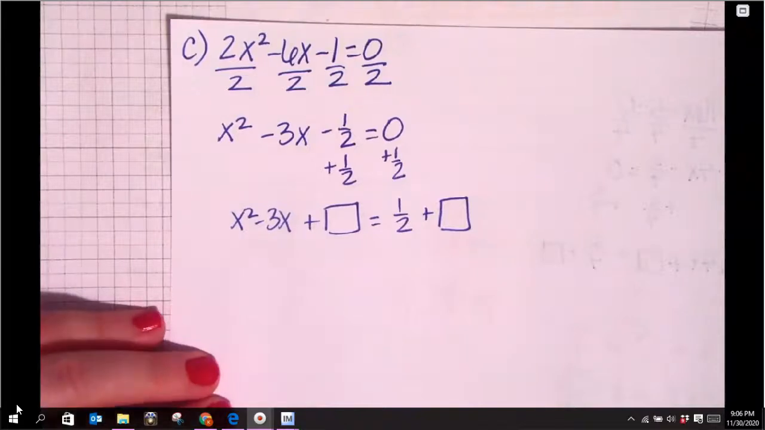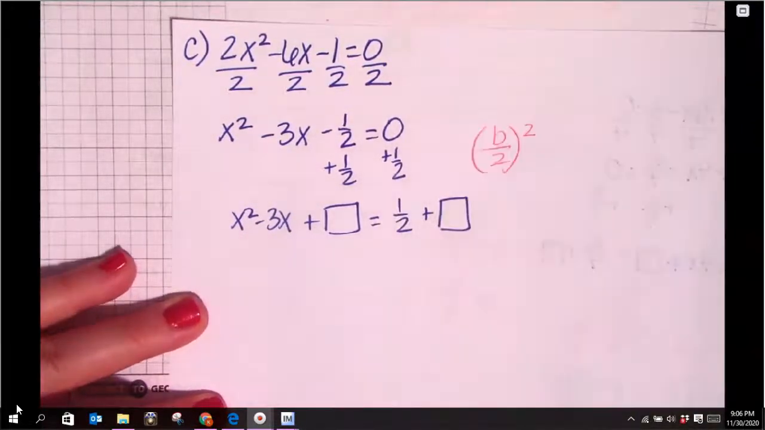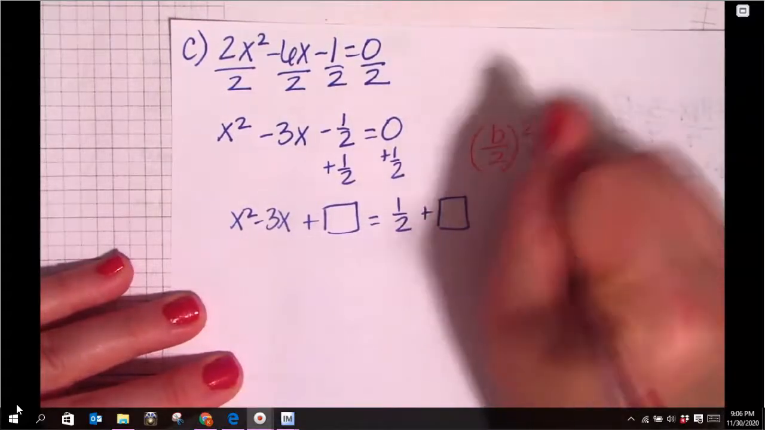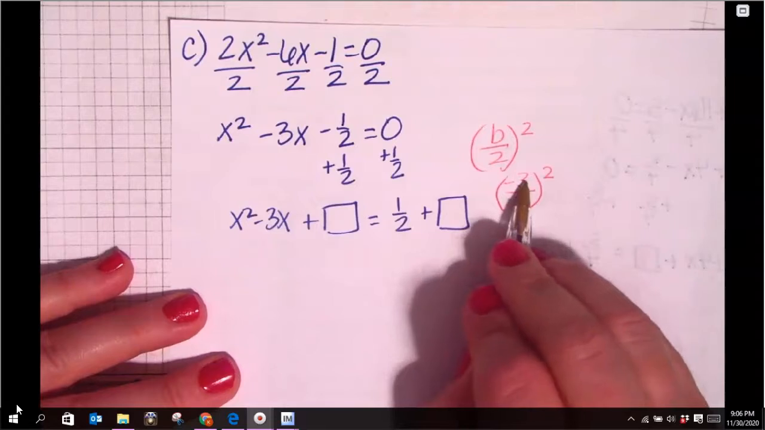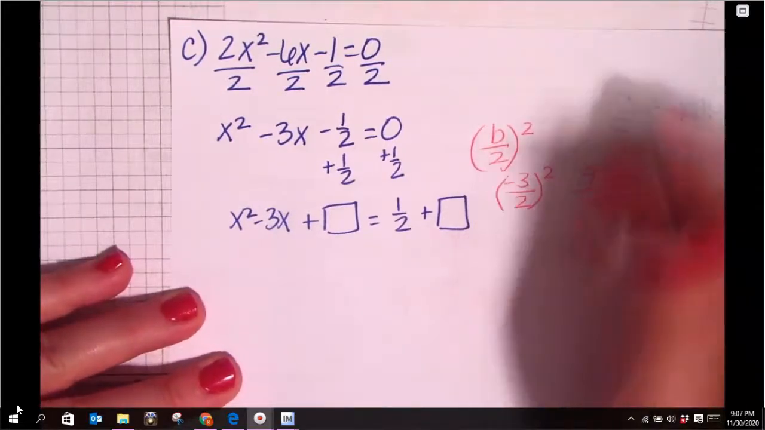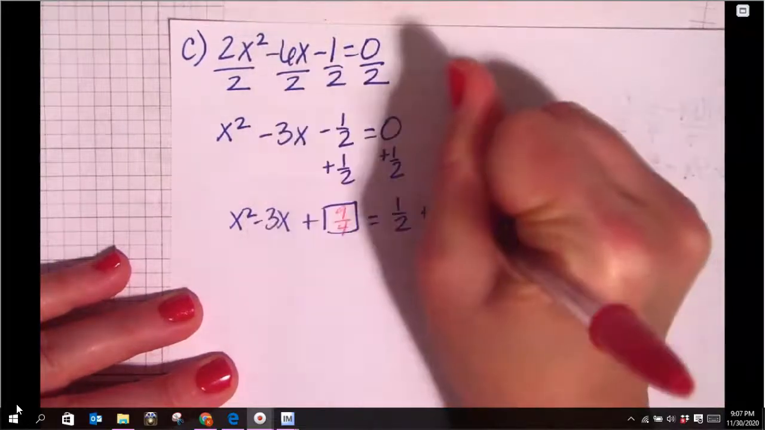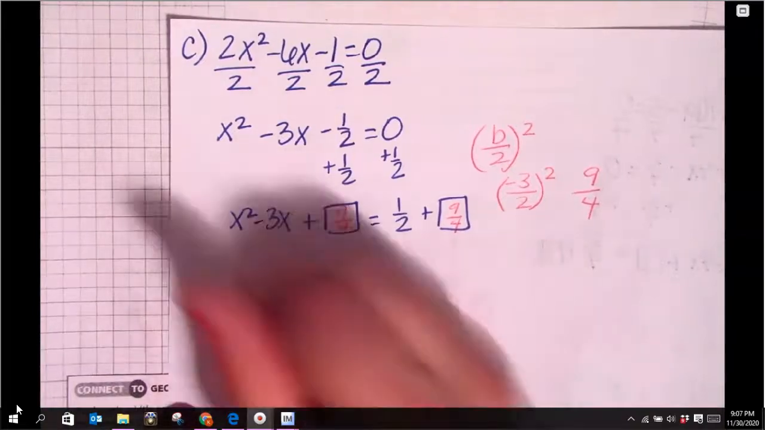Then, to get what goes in the box, we're doing b divided by 2, and we're squaring it. b, in this case, is -3. -3 divided by 2 does not divide evenly. That's fine, that's okay, y'all. What you're going to do from this point is square the top. -3 squared is 9, and you square the bottom. 2 squared is 4. So 9/4.